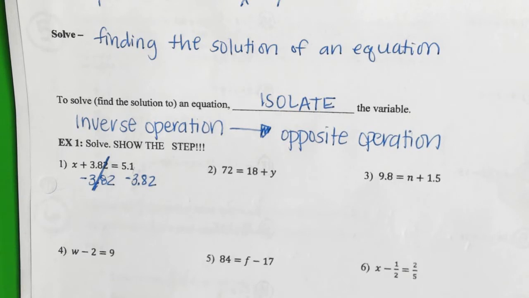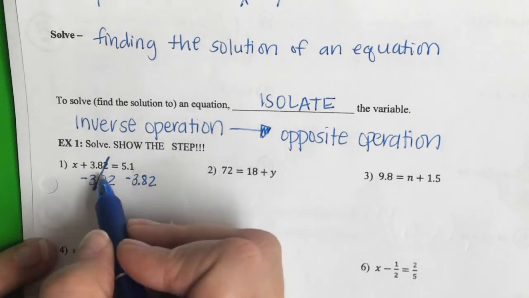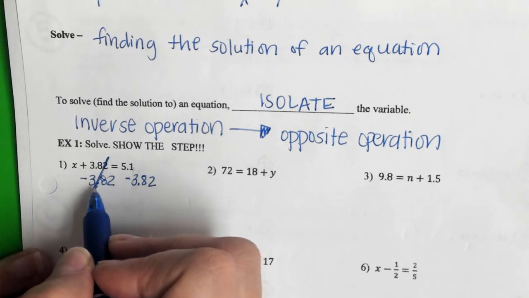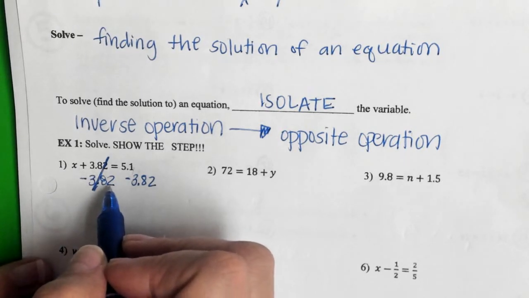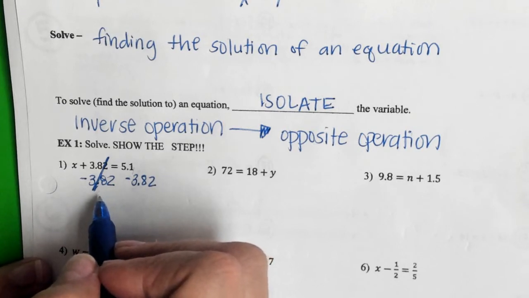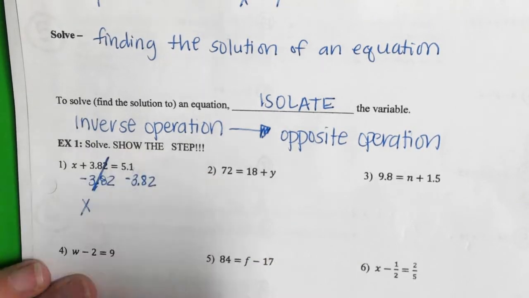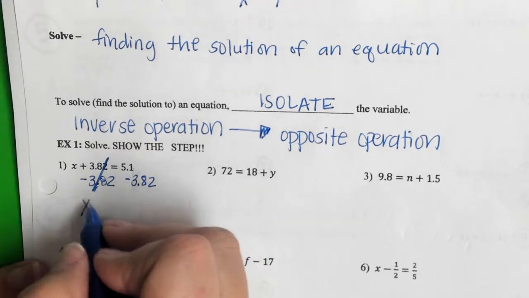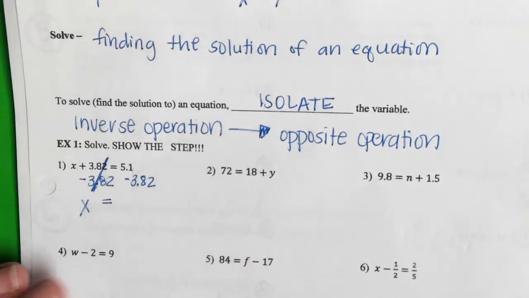I have no idea what you just did. Well, hang tight. I'm not done. Okay. Guys, look at this. I have positive 3.82 minus 3.82. That gives me what? 0. Well, we said x plus 0 equals. What I want to do is get rid of what's on this side with my variable. I want x by itself.